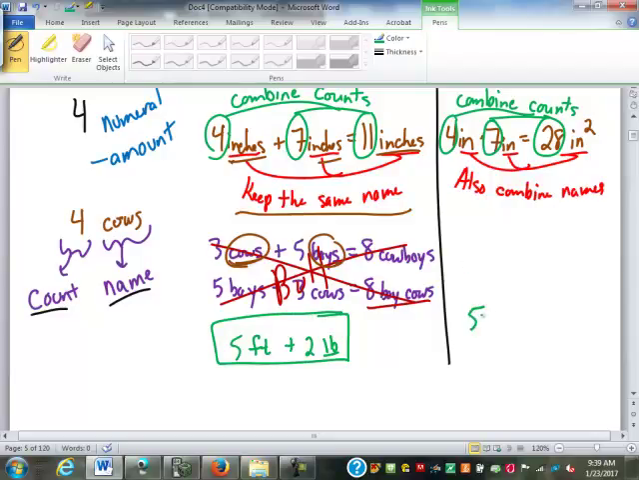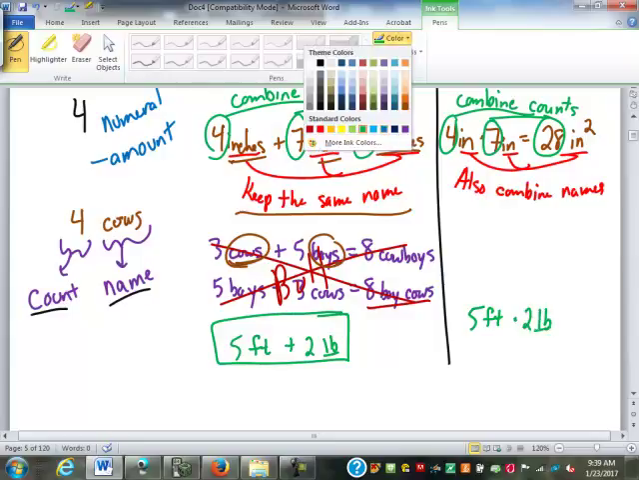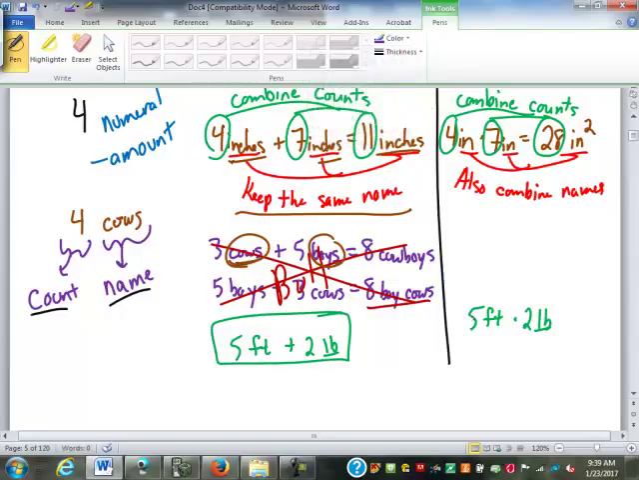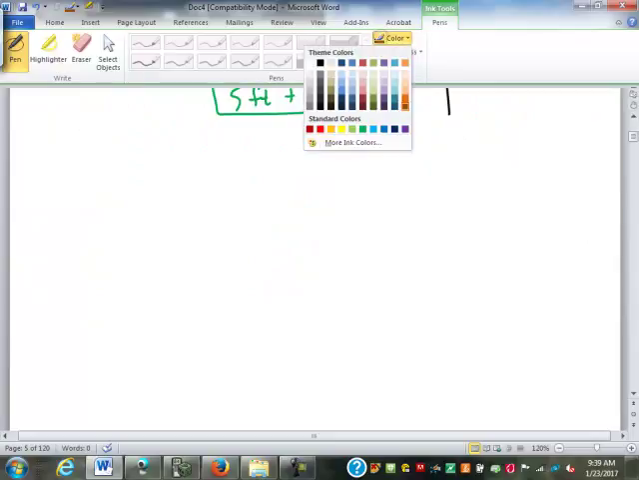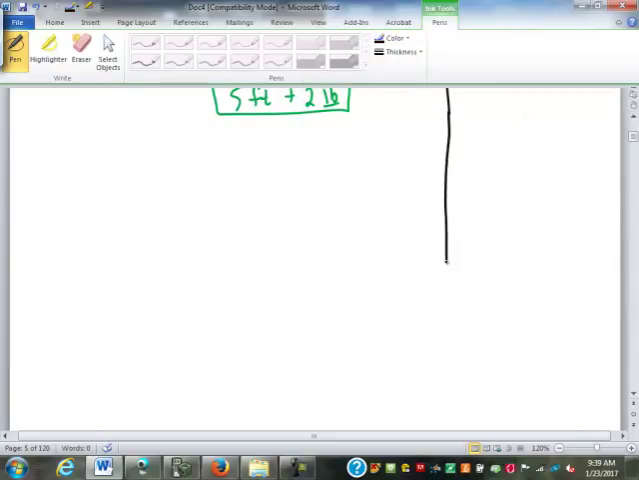However, if I were multiplying 5 feet times 2 pounds, when I multiply, I combine counts. 5 times 2 is 10. But I also combine the names. Feet times pounds becomes foot-pounds. So when I multiply, because I'm also combining the names, I do not have to start with the same name. Now that seems like a very small difference still, but when I look at other forms of numbers, it's actually very, very important. It explains why we do all the different calculations we do with our other forms of numbers.